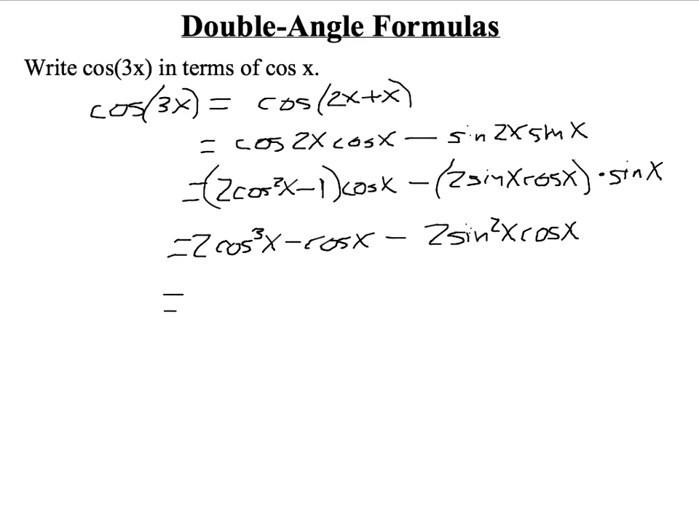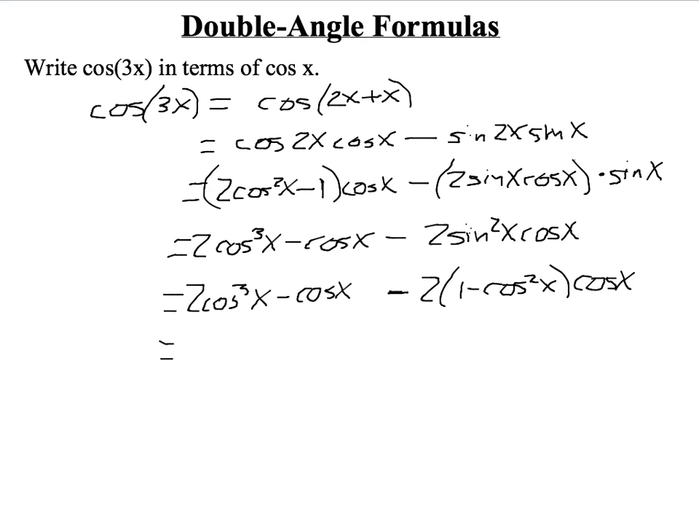We're pretty close to being done here. We have a cosine cubed x, which is in terms of cosine x, it's just being cubed. But in this term, we have a sine squared x. We can easily get rid of that with our Pythagorean identity, because we know that sine squared x is 1 minus cosine squared x, times cosine x. There's a minus here. And these two terms are just going to come down as is. We didn't do anything with them. Now let's clean up this last term.